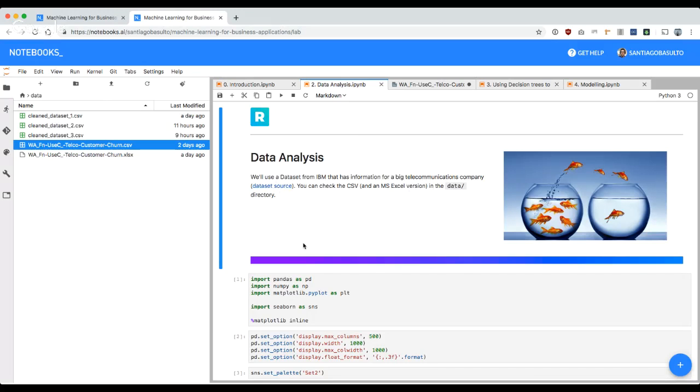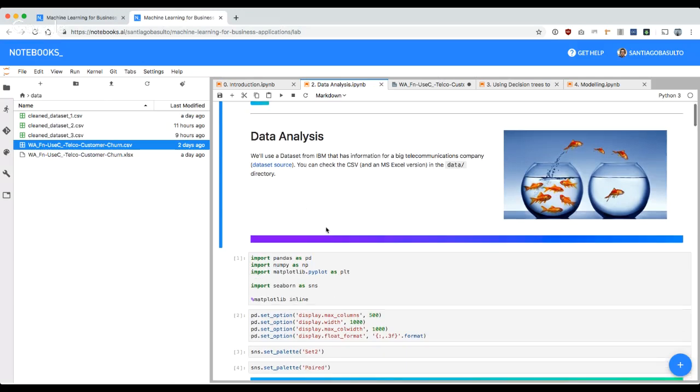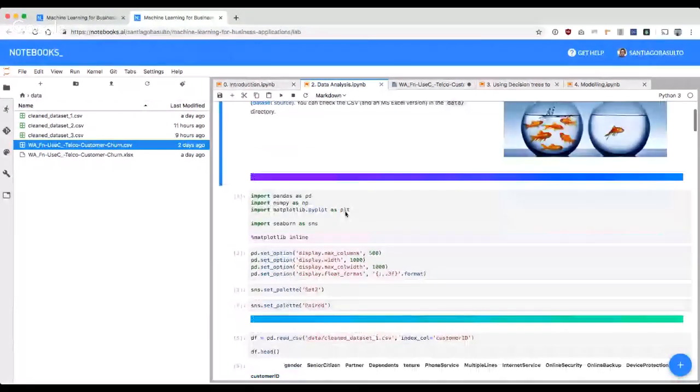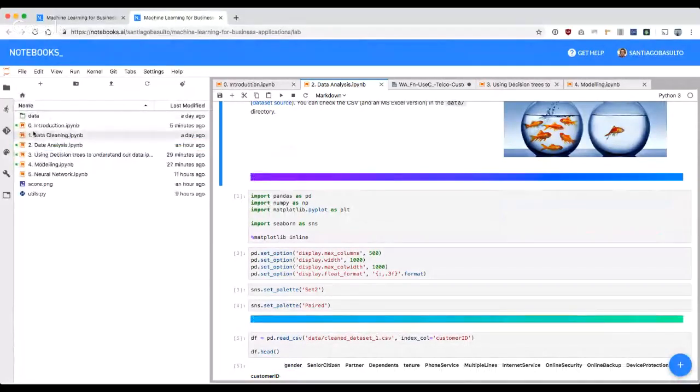It's actually from the IBM website, so you can check it out. We've done a little bit of both cleaning in Notebook 1 and data analysis in Notebook 2, just very lightly because, to be honest, the data set was very clean already.